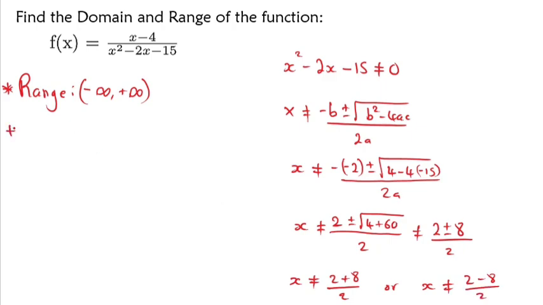So this now gives us the domain. So the domain must be everything except, so x must not be 5 or negative 3. So all the positive and negative integers, 0 inclusive. So in short, all the real numbers except 5 and negative 3. So there we have it.